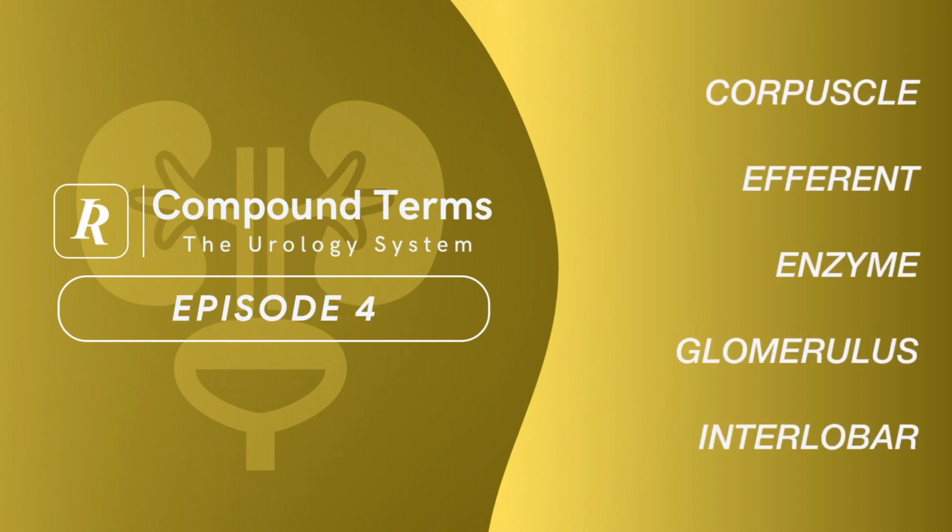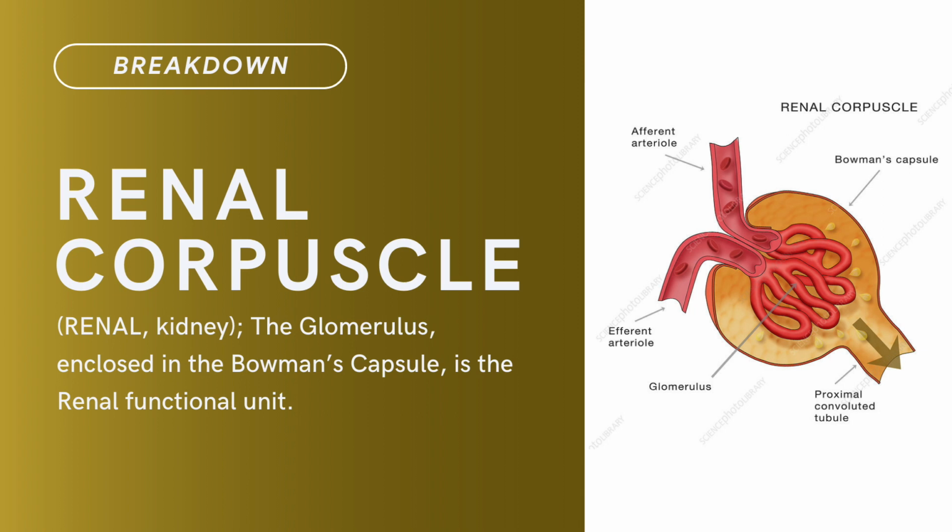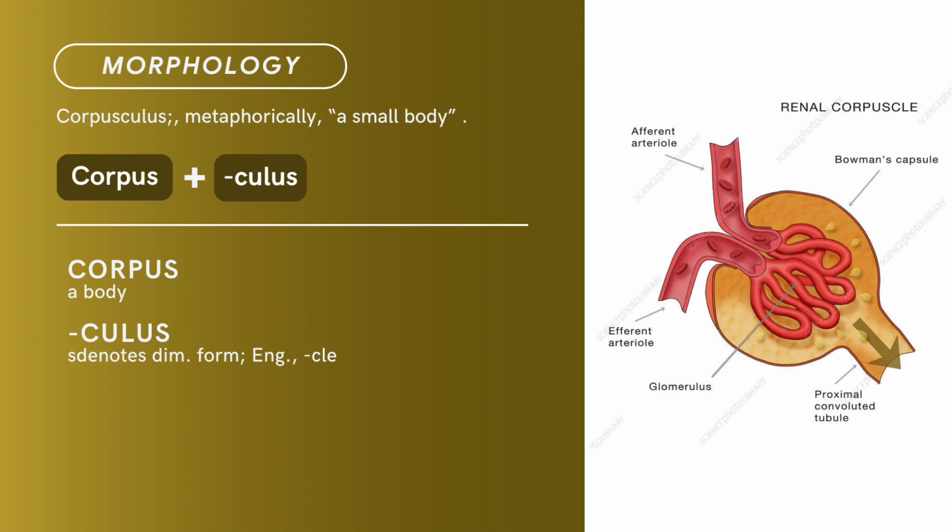Welcome back to Compound Terms Urology Series. Compound term, renal corpuscles. Renal means kidney. Brief definition, the glomerulus enclosed in the Bowman's capsule is the renal functional unit. Term morphology, corpusculus metaphorically means a small body. It's a compound of corpus, osculus. Corpus means a body. Culus, it's a suffix denoting diminutive form. There you have it. Compound term, renal corpuscles.